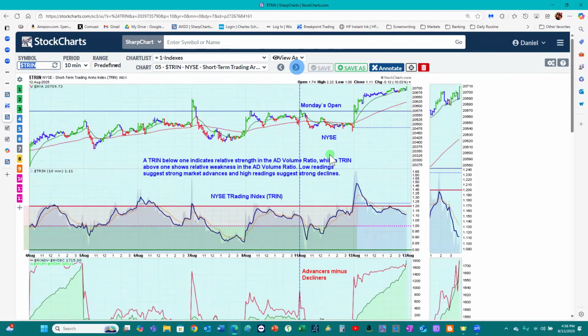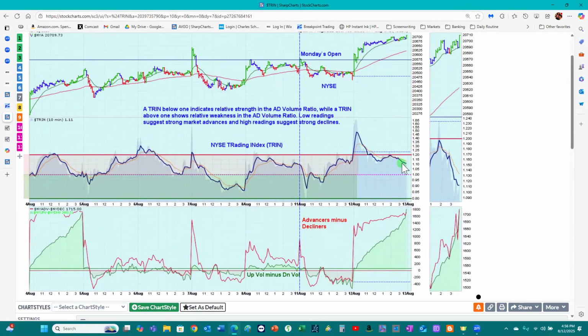And then finally, the trend, which is a short-term indicator, you can see it's continued to move down, which is positive. So it's counterintuitive: if this goes down, then the market goes up. And you can see the up volume minus the down volume was huge today. Huge up volume all day long, just kept on moving higher. Advancers minus decliners kept going up as well, but the volume was going much stronger.